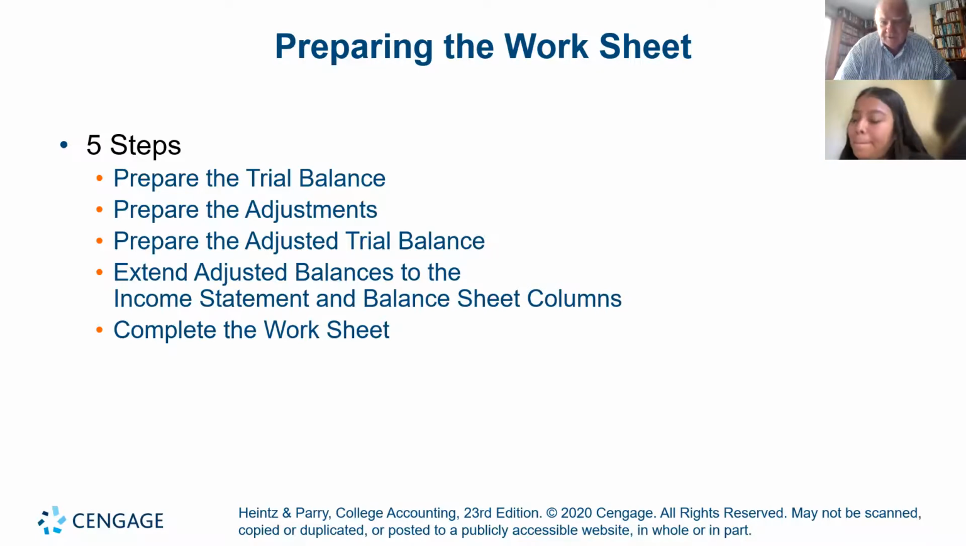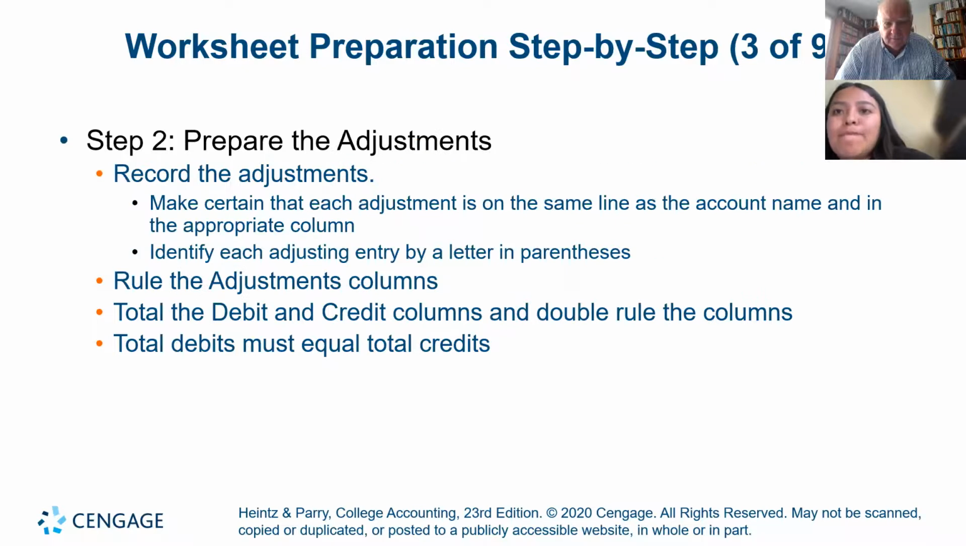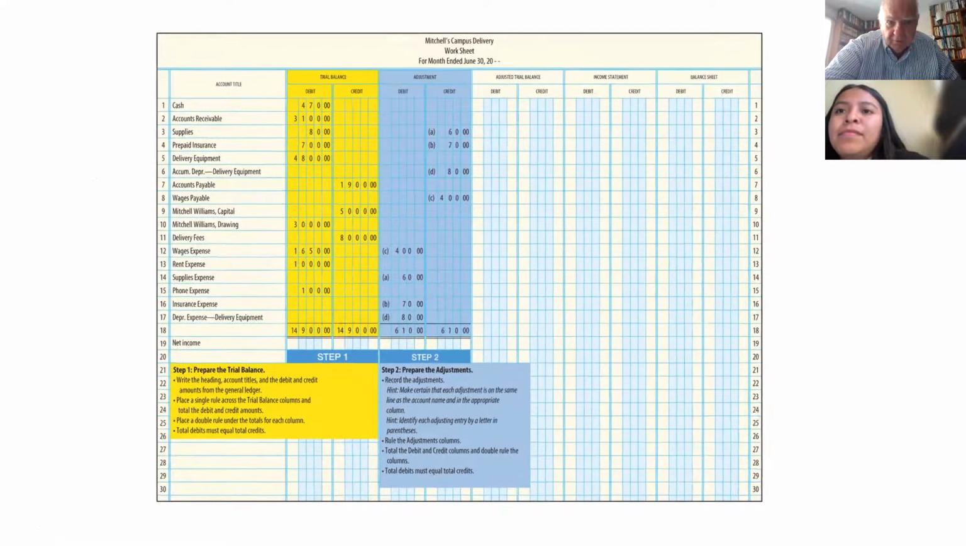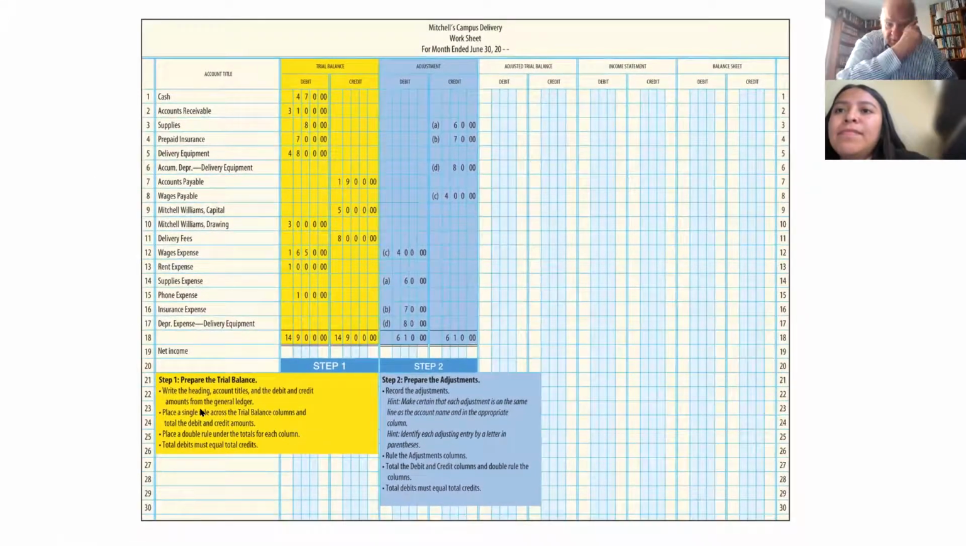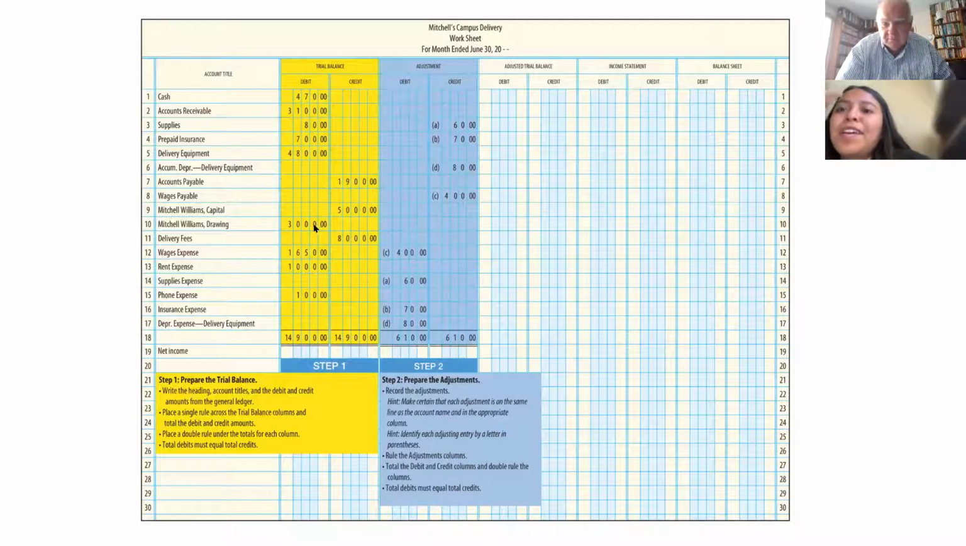So let's look at it. It's not as hard as it sounds because it's very logical, okay? So here is your worksheet. Voila, the worksheet. We start with the trial balance, right? And where did we get all these balances, Crystal? From the general ledger. Absolutely. Say it like you mean it. Yes, from the general ledger.